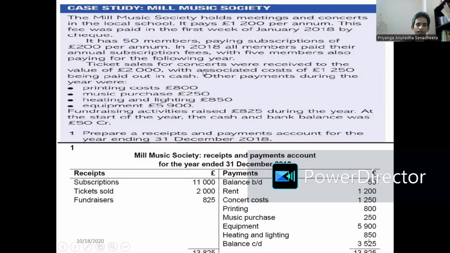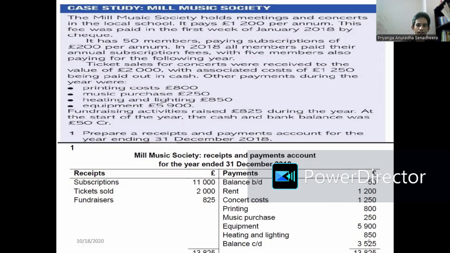Then ticket sales for the concert were received to the value of 2,000. So it's an income when you sell tickets and get money. So it's a receipt, 2,000. There are some expenses associated with this, so it's a concert expense. So that 1,250 we write as concert cost. Then other expenses will include printing cost, so 800, and the music purchase 250, equipment 5,900. Fundraising activity raised 825 during the year. So it's fundraising and money is gained. It will be a receipt, fundraisers 825.